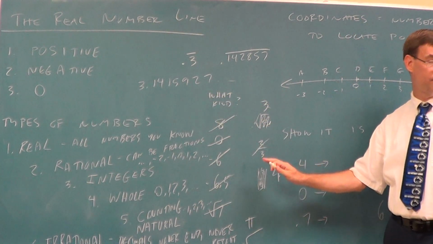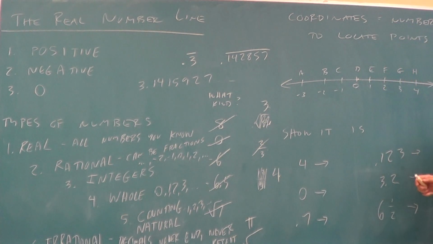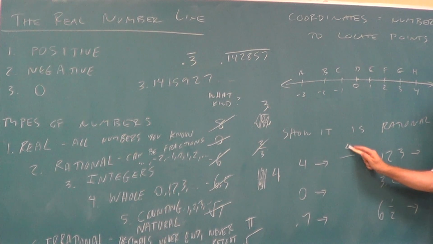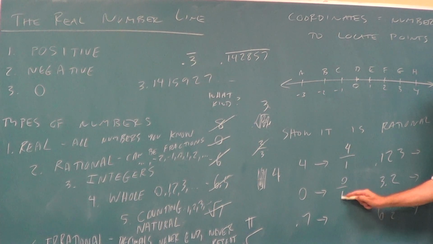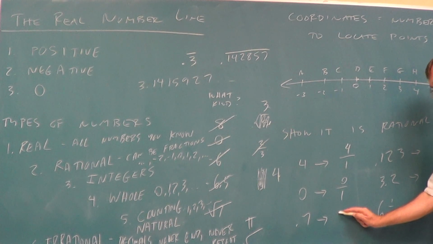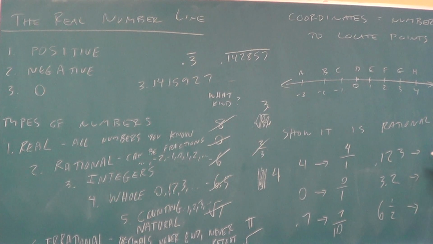Question about that? Bell's going to ring. I think it cut me off, but let me finish this real quick. The other part of the homework is to show something is rational. So if I had to show 4 is rational, put 4 over 1. 0 is 0 over 1. 0.7 is 7 over who? 10, because it's in the tenths place. This is 123 over 1,000, because it's in the thousandths place.